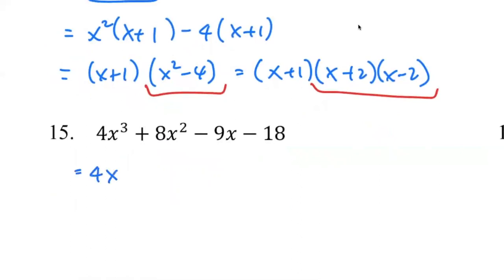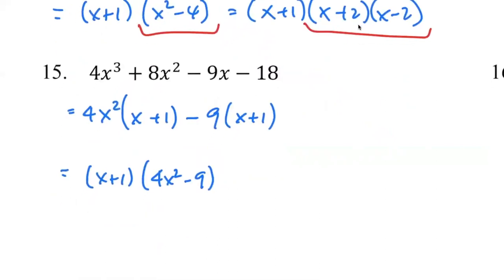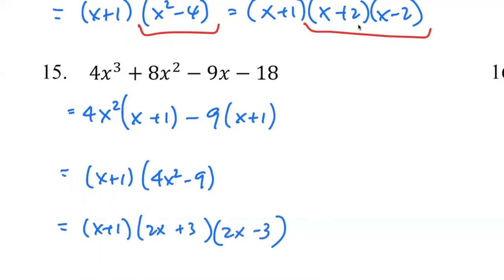I think we can factor out 4x squared right here. That would give us x plus 1. And then this is also x plus 1 right here. And then once we factor the x plus 1, we have 4x squared minus 9. Are we done? We say, no, it's not done yet because of the 4x squared minus 9. We can further factor this into 2x plus 3 and 2x minus 3.